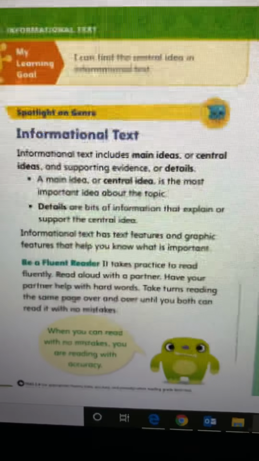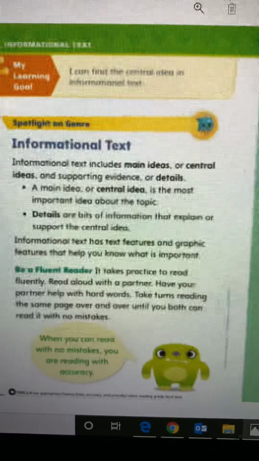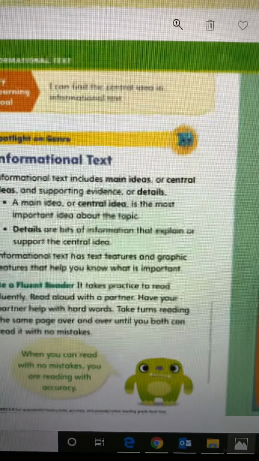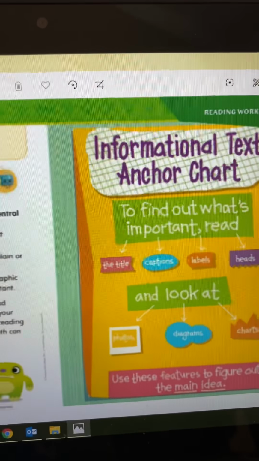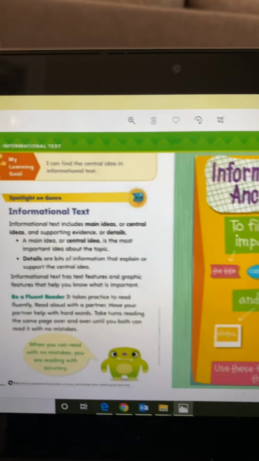So we have informational text this week, and you should be able to find the central idea in the informational text. Now, guys, we have done informational text before. This is not the first time that you have seen it, but let's go ahead and go over it.